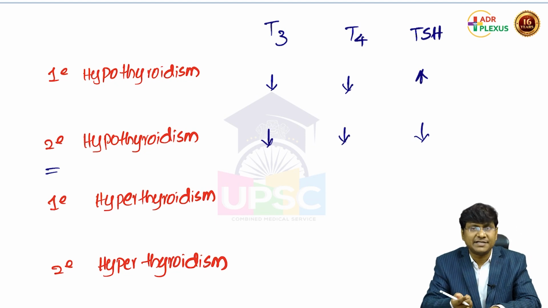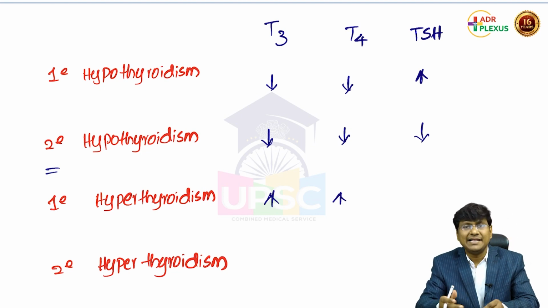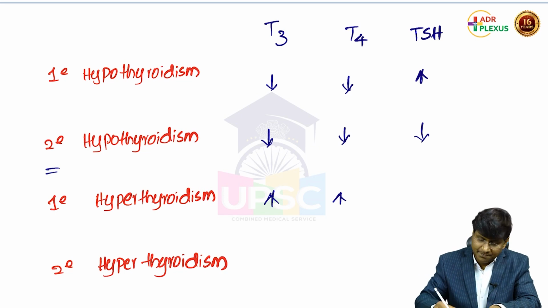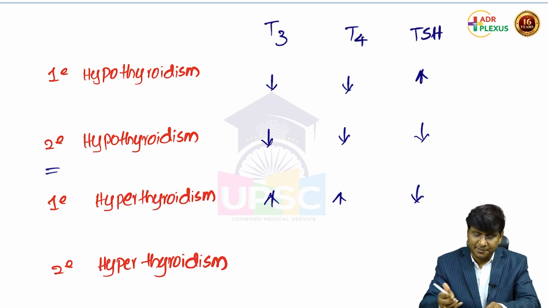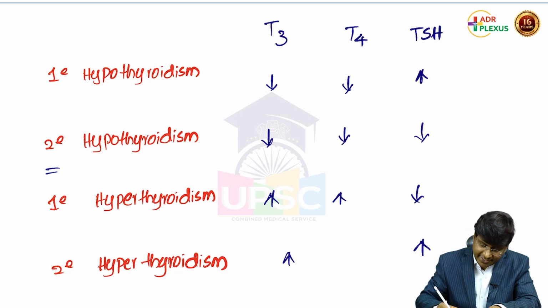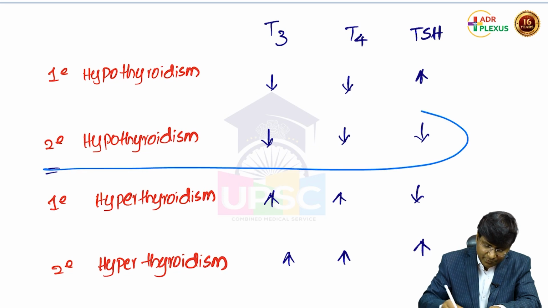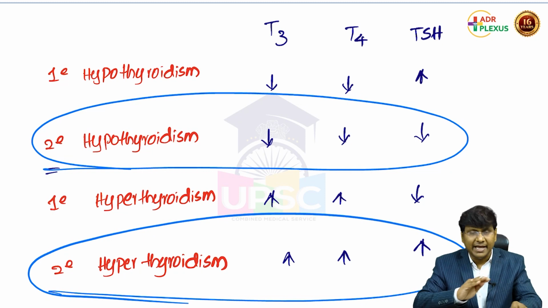And in primary hyperthyroidism, the problem is in the gland, so T3, T4 levels are increased, and this increased T3, T4 will inhibit the anterior pituitary, thereby the TSH will be reduced. Whereas in secondary hyperthyroidism, where the problem is in the anterior pituitary, the TSH levels are elevated. In respect to that, the T3, T4 levels are also elevated. So in secondary hypothyroidism, everything is decreased, and in secondary hyperthyroidism, everything is increased.